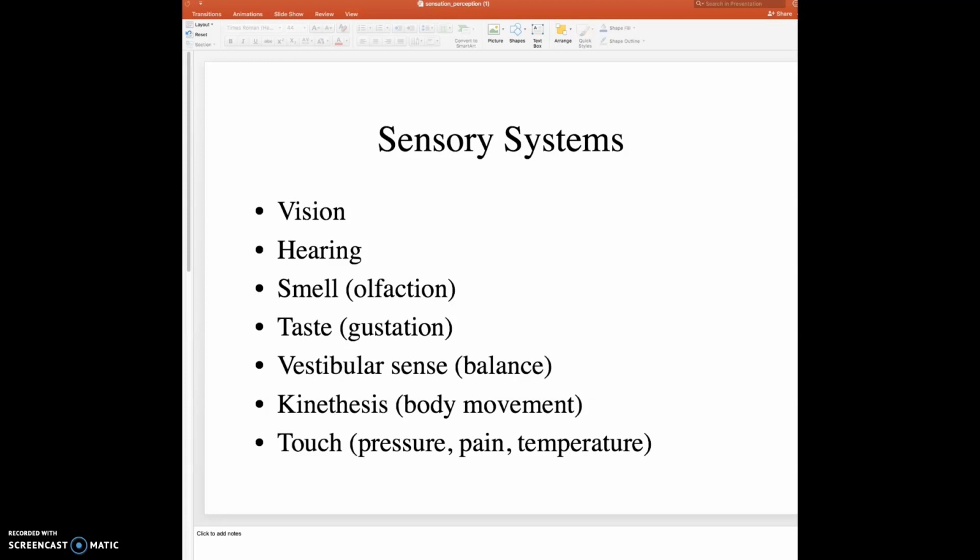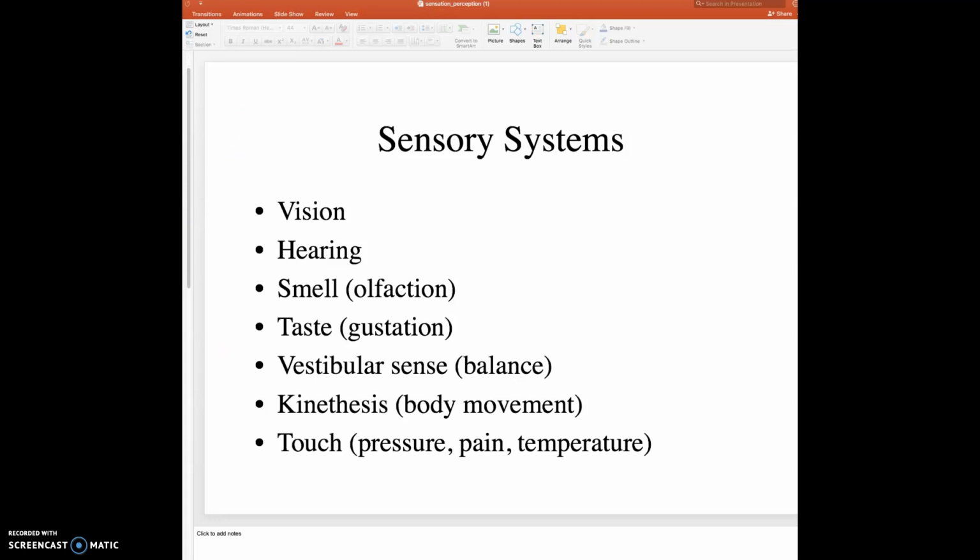Things that we don't often consider as sensory systems are things like balance, even though it's sensory. Balance, kinesthesis, which is your body movement, and of course touch, pressure, pain, temperature. So those are basically sensory systems. So when you think about sensation, think about how you perceive that outside world through your senses. So that's what sensation really is.